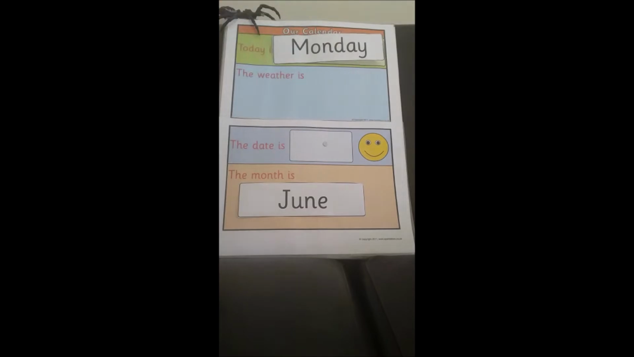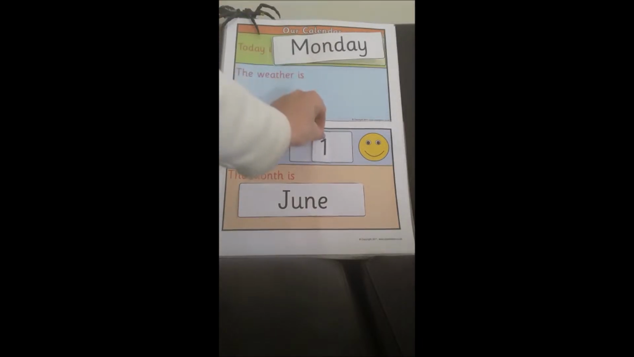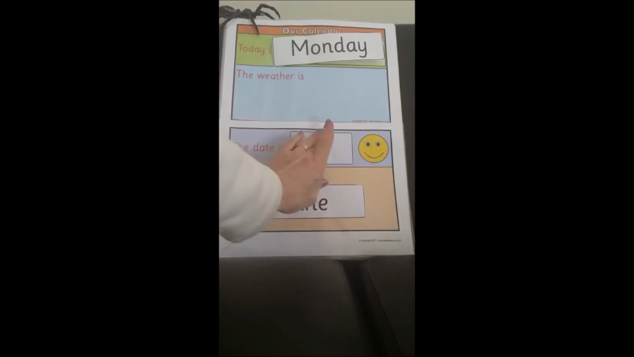Right. Now, over the weekend, something very important happened. 2 things happened. First of all, the month changed. I don't know if you'll remember that we didn't sing May this time. We sang June very loudly. So the month is June. And today is the 1st of June. Right, this is the number 1.